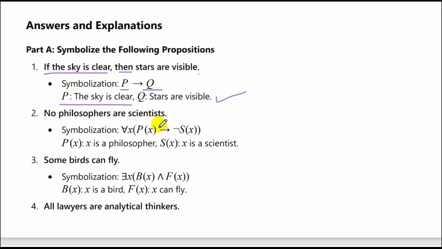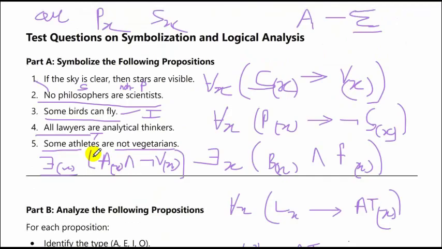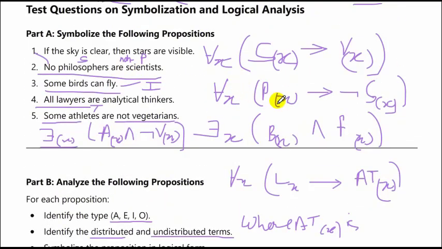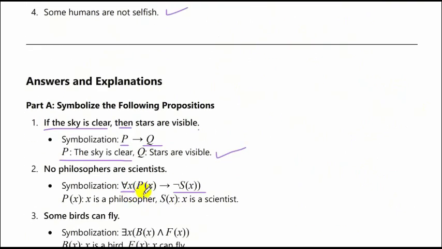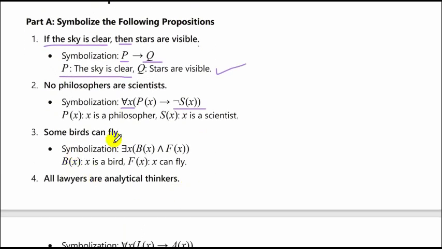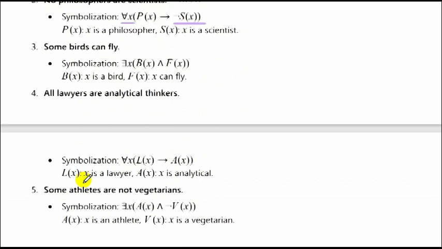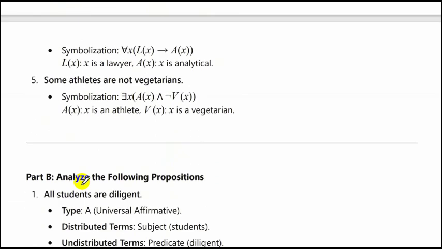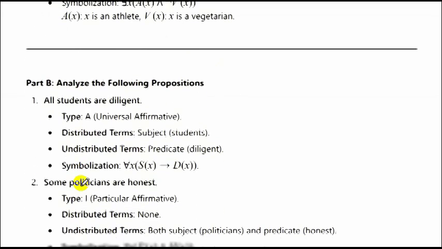No philosophers are scientists. No philosophers are, negative. I think we solved this earlier, did we? No philosophers are scientists. That was this one. Let's see if it's correct. That's correct. Next is some birds can fly. All of this we have already done. This is the answer for what we had solved earlier. So you can just go through the questions and answers quickly and freeze the video where required.